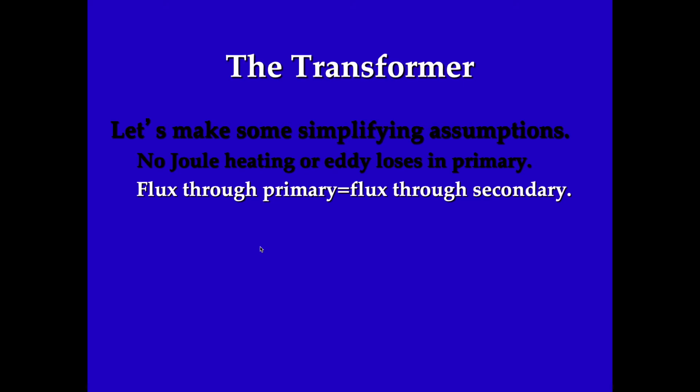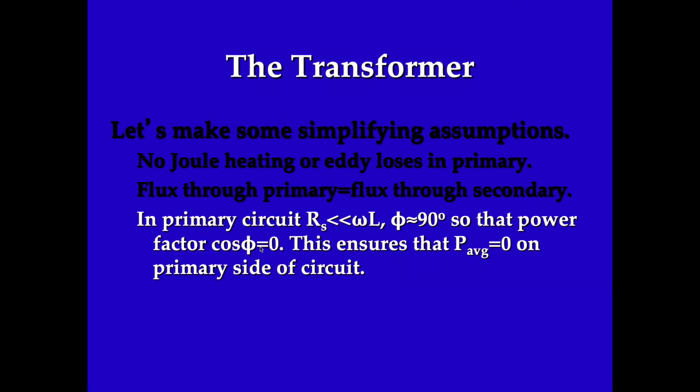We're going to assume that the flux through the primary equals the flux through the secondary. That's what the iron core does. We're going to have the iron core laminated so no energy is lost in the iron core. We're going to assume that the resistance in the source is negligible, that the left-hand side is just all inductance.